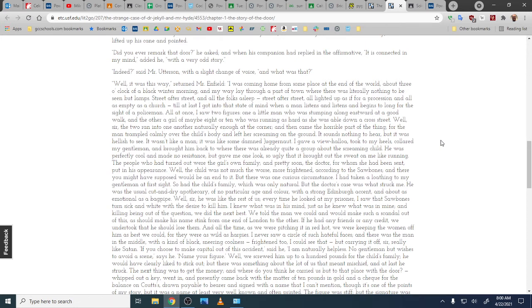All at once I saw 2 figures. One, a little man who was stumping along eastward at a good walk, and the other, a girl of maybe 8 or 10, who was running as hard as she was able down a cross street. Well, sir, the 2 ran into one another naturally enough at the corner, and then came the horrible part of the thing. For the man trampled calmly over the child's body and left her screaming on the ground. It sounds nothing to hear, but it was hellish to see. It wasn't like a man, it was like some damn juggernaut.